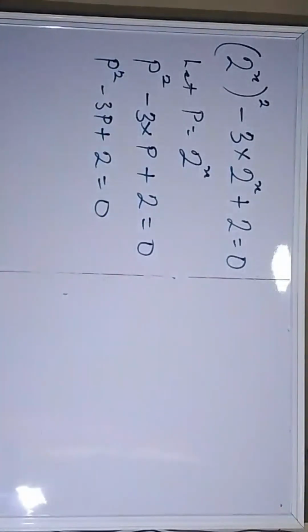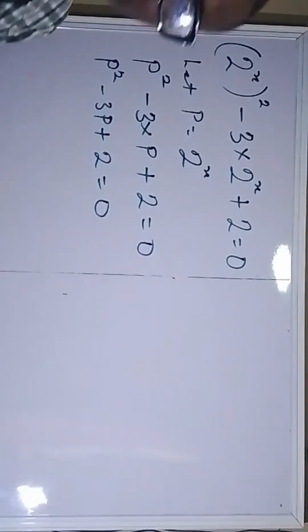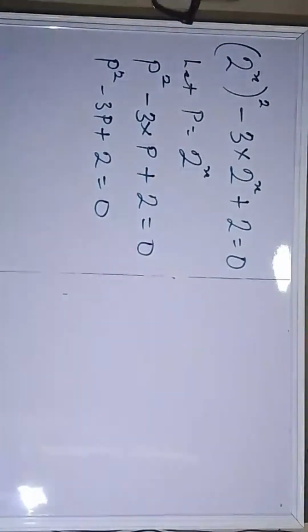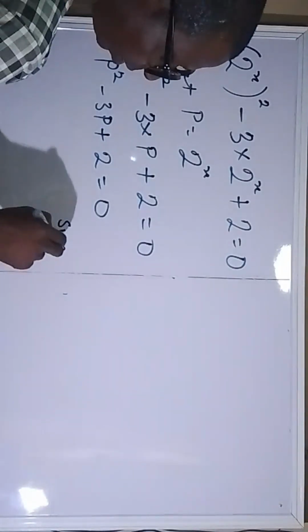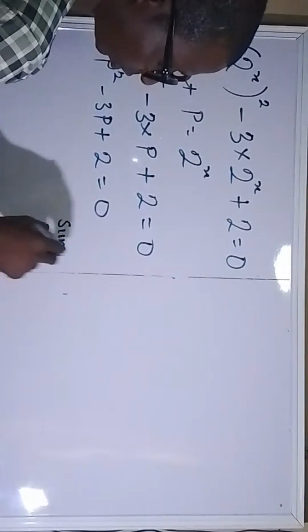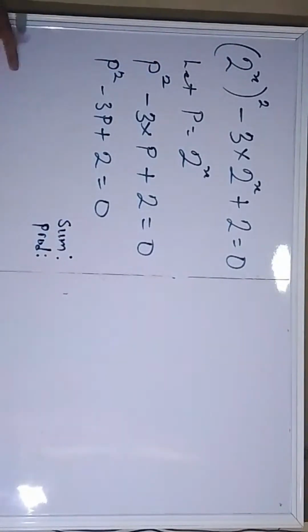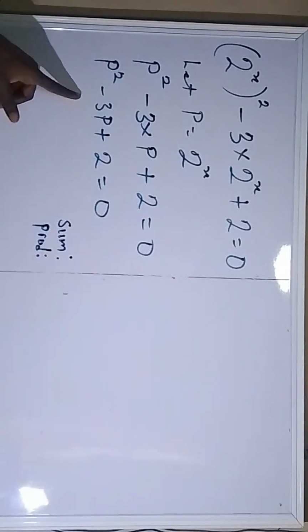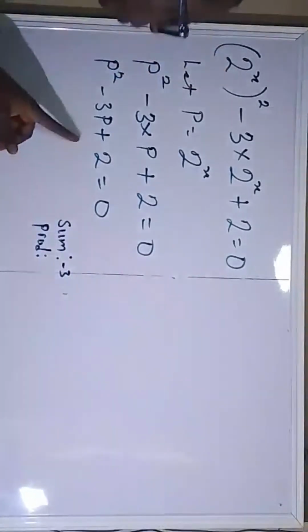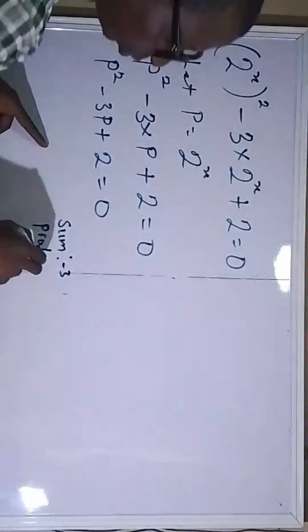Look at what we have here. This is a quadratic equation. So what we just need to do to this is just to solve. So we can use any method to solve this quadratic equation. But we are going to be using factorization method now to solve this. Now we look for the sum and product. Now the sum of this equation is minus 3. And the product is 1 times 2, that's 2.